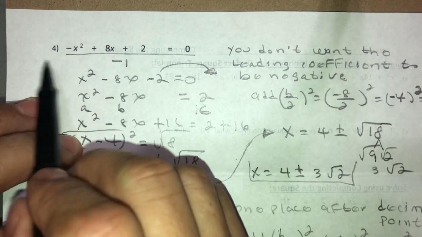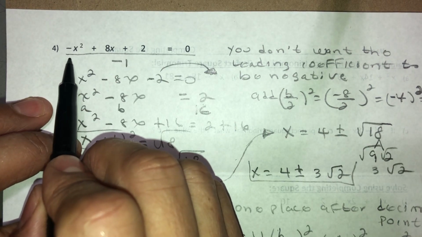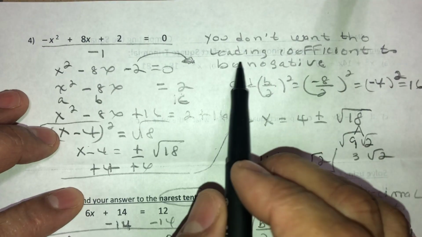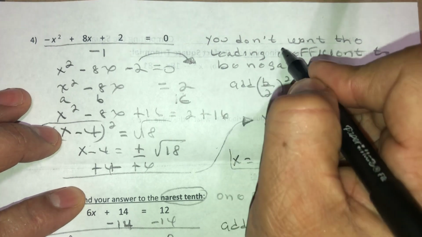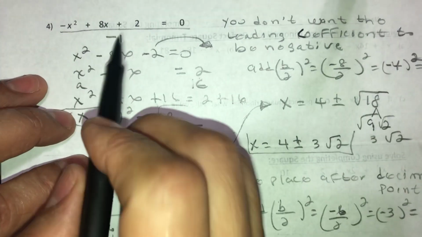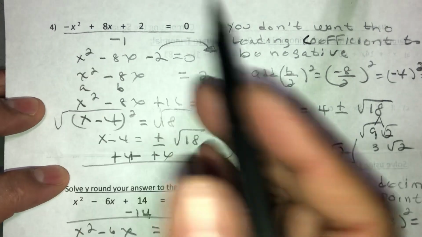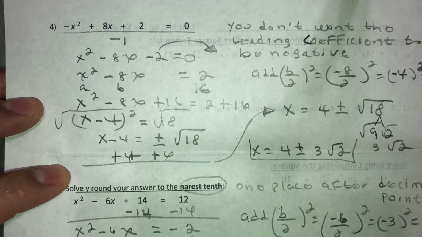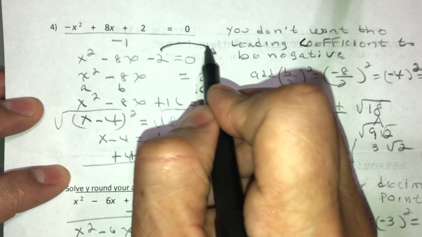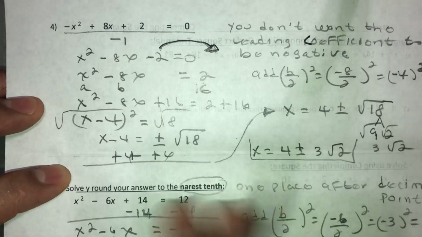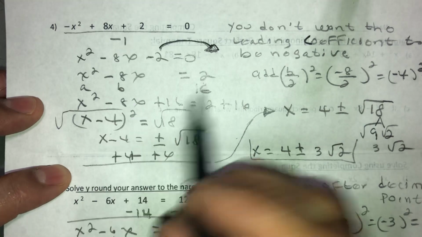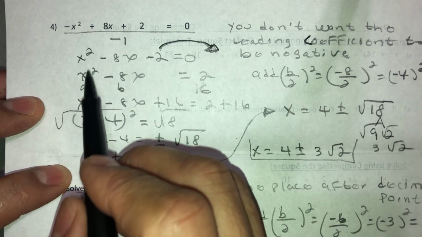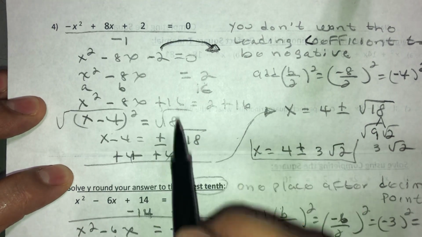You never want the leading coefficient to be negative, all right? I wrote it here. You don't want the leading coefficient to be negative. So what I did is I divide by negative 1, all right? That's the GCF, and of course everything changed signs. Then I move the negative 2 to the right-hand side. You should become familiar with this right now. And of course, when I do that, I have x squared minus 8x = 2.